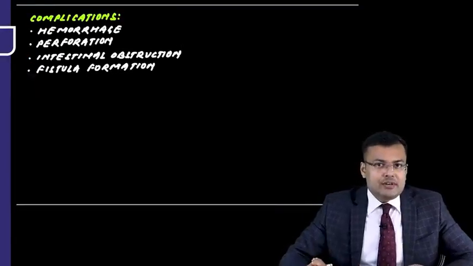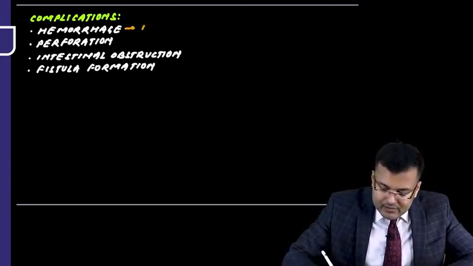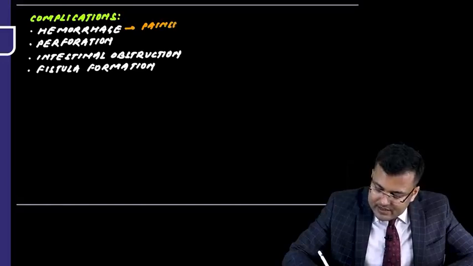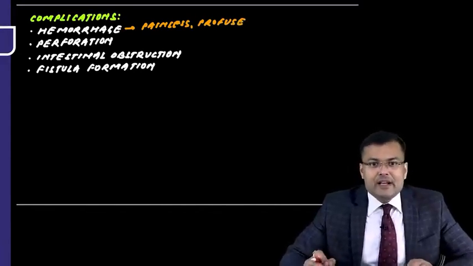What are the complications of colonic diverticulosis? First, hemorrhage. This hemorrhage is painless and profuse. We discussed that colonic diverticulosis is the most common cause of significant lower GI bleeding.